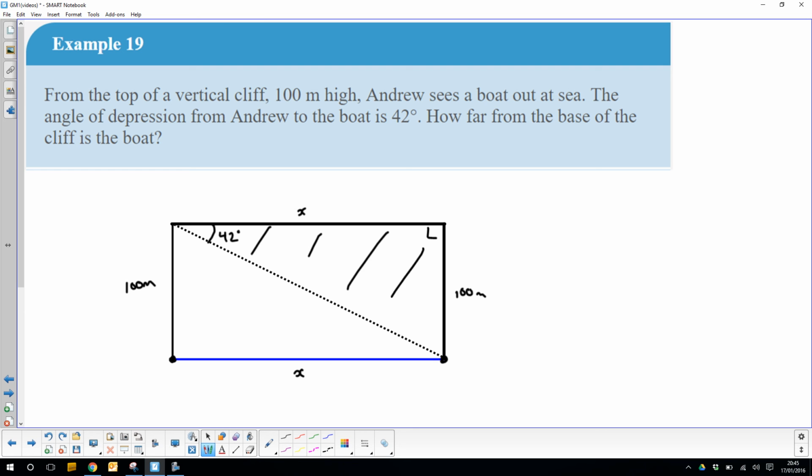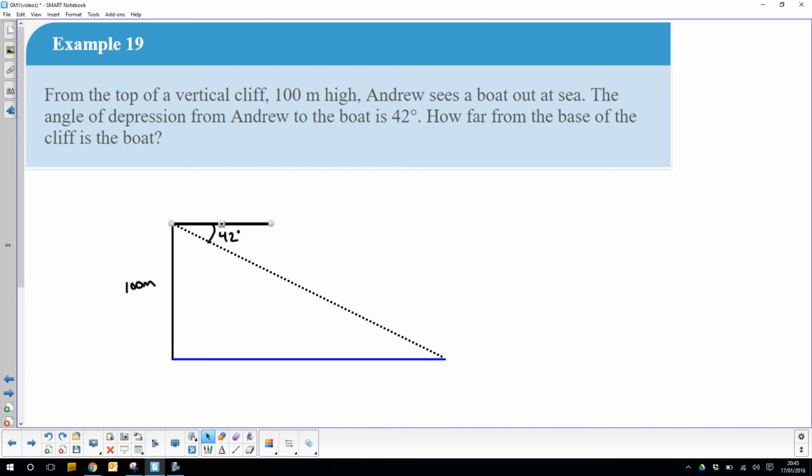Actually, I'm going to go right back. I'm going to say that once I've got my angle of depression in, this is what I would do. So we drew in our angle of depression, and because of that, this line here and this line being parallel, this must be 42 degrees as well. So I'm going to call this X, and we're going to use this triangle at the bottom with our nice blue line.